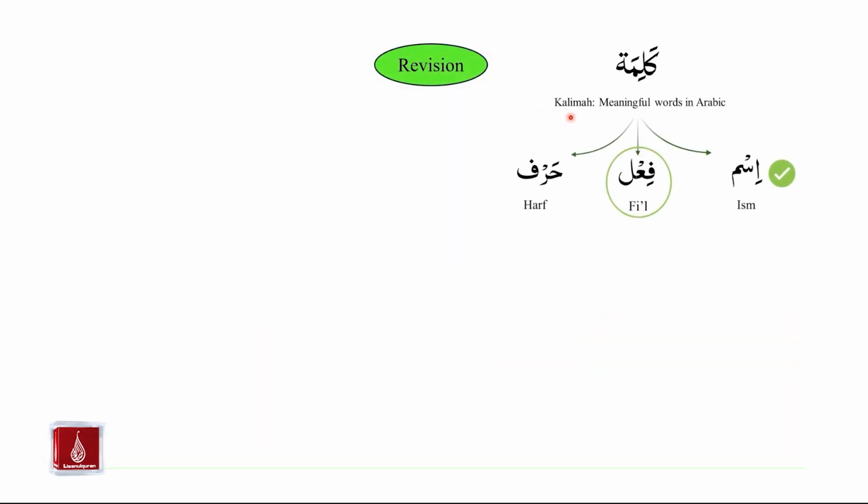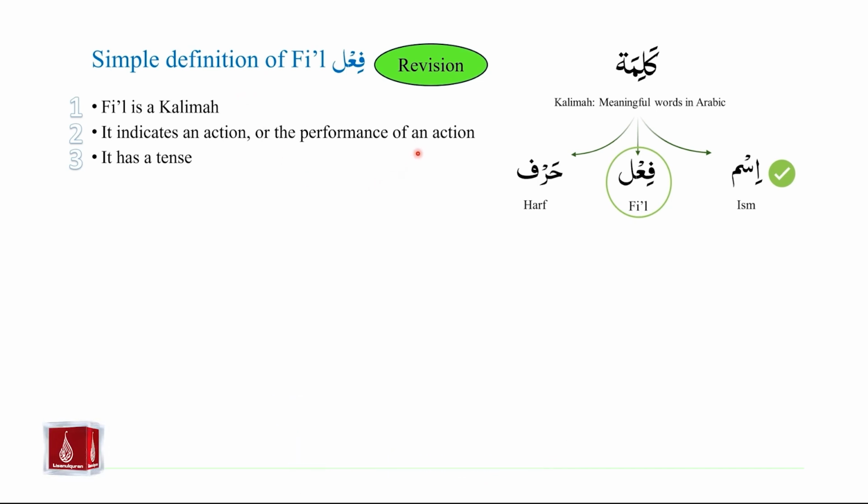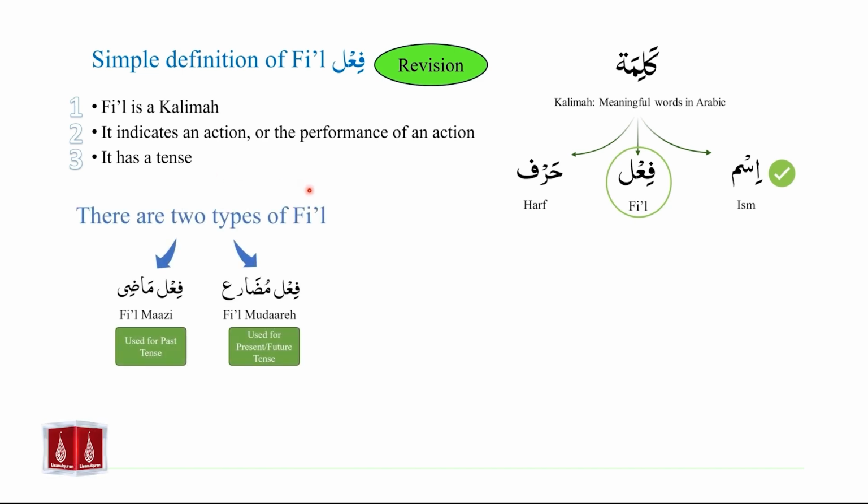First of all, kalima are meaningful words in Arabic, and all meaningful words in Arabic will either be ism, fi'l, or harf. The simple definition of fi'l is that fi'l is a kalima. It indicates an action or the performance of an action, and every fi'l will always have a tense. There are two types of fi'l: fi'l mazi, which is used for the past tense, and fi'l mudare, which is used for the present and future tense.